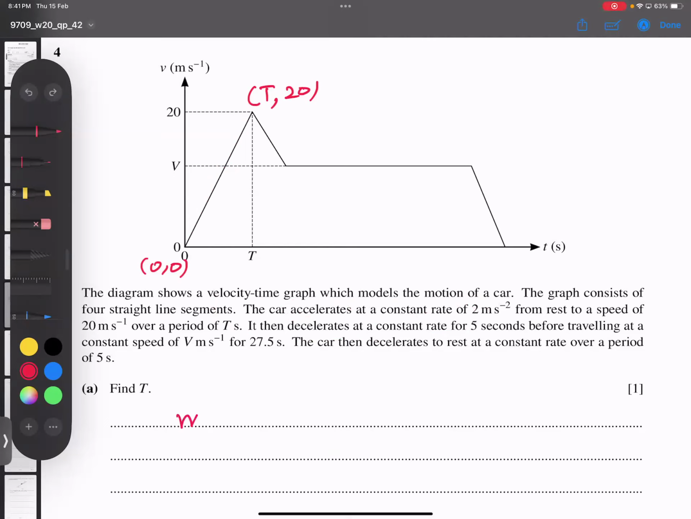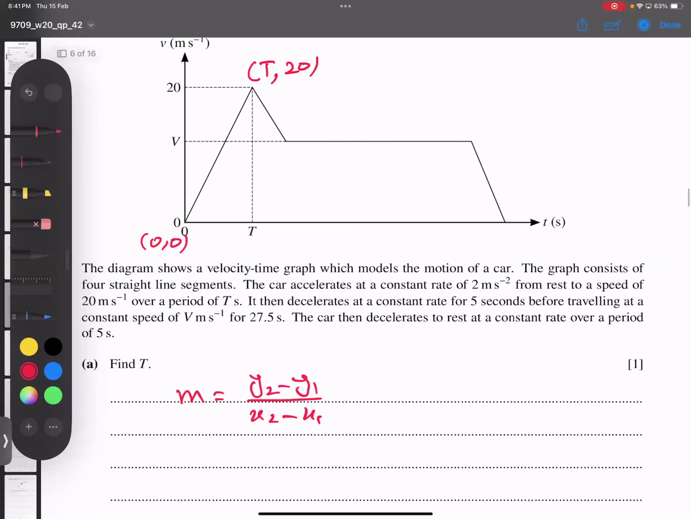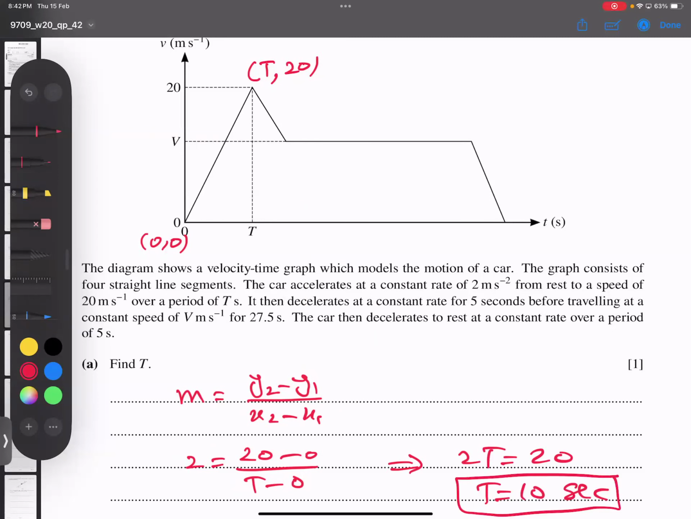The gradient is equal to (y2 minus y1) over (x2 minus x1), and the constant acceleration 2 is given, so the 2 will come here. y2 is 20, y1 is 0. Wait a minute, let me write again. x2 is t, x1 is 0. If I multiply t to the other side, I get 2t equal to 20, and t becomes 10. Alhamdulillah, the first part is very clear.